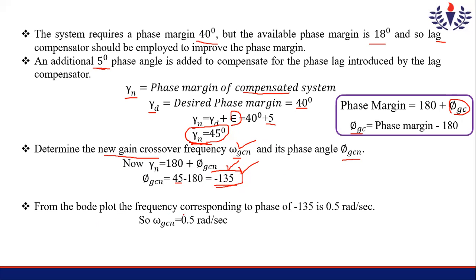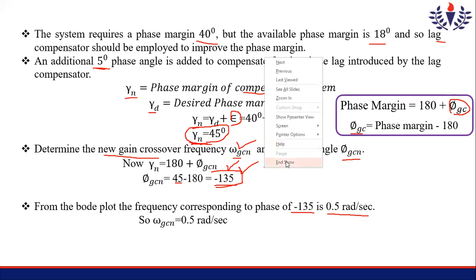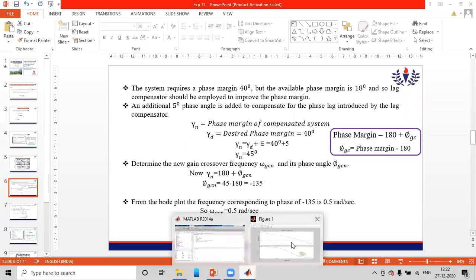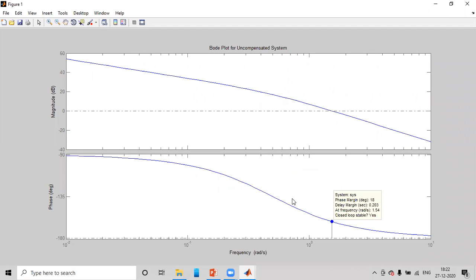From the Bode plot, the frequency corresponding to minus 135 is 0.5 radians per second. How we are getting that value, we'll see now. The graph is already there. In that graph, we need to observe where we have the minus 135 angle. That means it's the phase plot. In this phase plot, if we observe the angle, minus 152, we move along it. We need a phase angle of minus 135. For getting minus 135, the frequency is 0.5 radians per second.